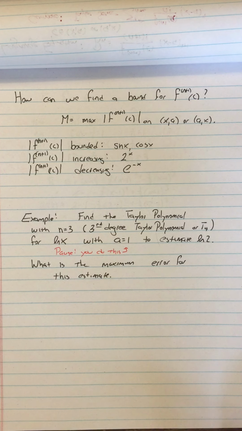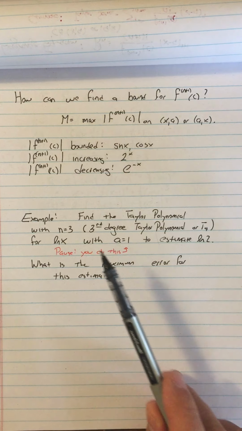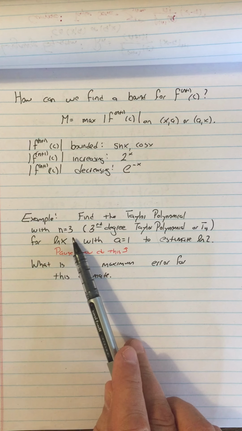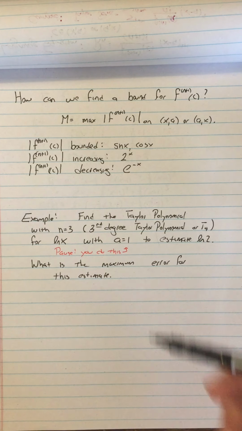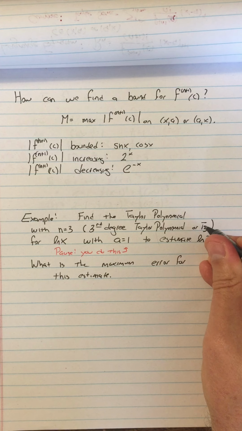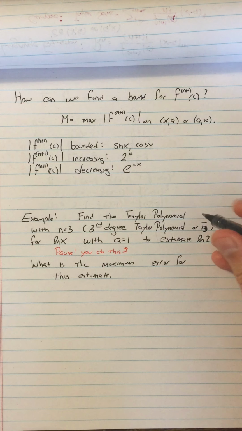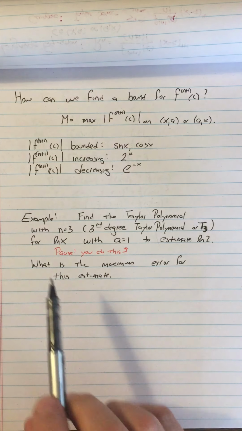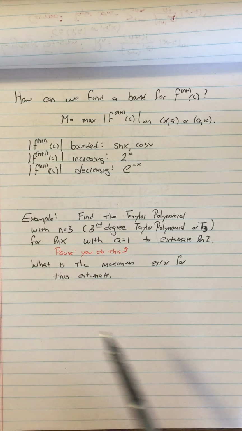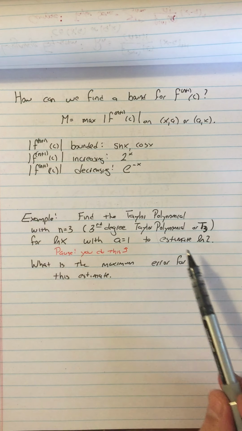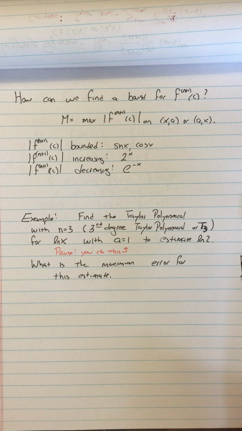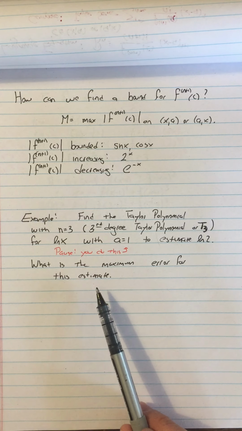So let's apply that. So here's our next example. We're going to find the Taylor polynomial with n equals 3. By the way, this is often called the third degree Taylor polynomial, or T3. Not T4, T3, it's T sub 3. All right. This is a symbol that you really need the context for people to interpret, but it is a common symbol. And then we're going to use that T3 for ln of x with a equals 1 to estimate the ln of 2. All right, and then we're going to ask what is the maximum error for this estimate.